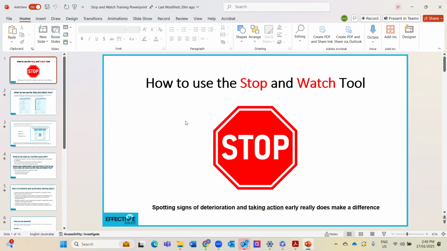So we'll talk about the NDIS quality and safety standards and the aged care standards both talk about the idea of assessing, monitoring, assessing, reporting. So it's a real cycle of steps that need to be taken. So we need to assess and monitor, assess and monitor.